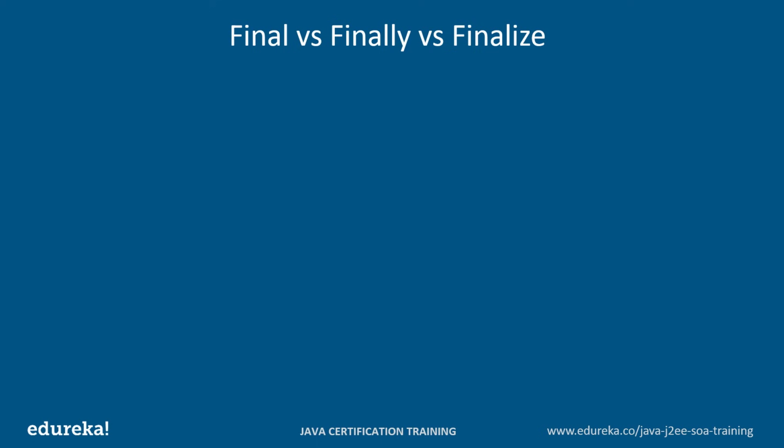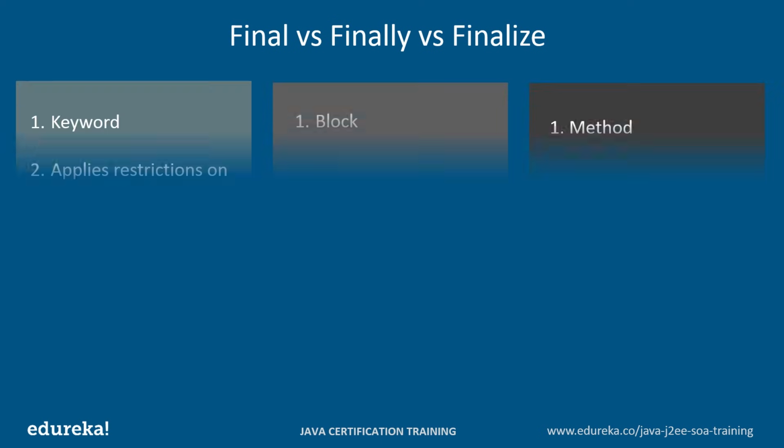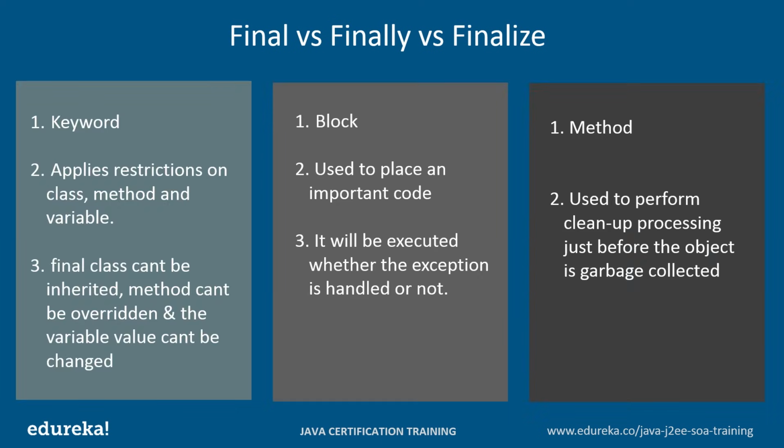Next, we'll see the difference between final, finally, and finalize. So final is a keyword, finally is a block as we saw, and finalize is a method. Final is used to apply restrictions on classes, methods, and variables. But finally is used to place important code. And finalize is used to perform cleanup processing just before the object is garbage collected. Coming to final, the final class cannot be inherited, the final method cannot be overridden, and the final variable cannot be changed. Coming to finally, it will be executed whether the exception is handled or not. We already saw how it worked.